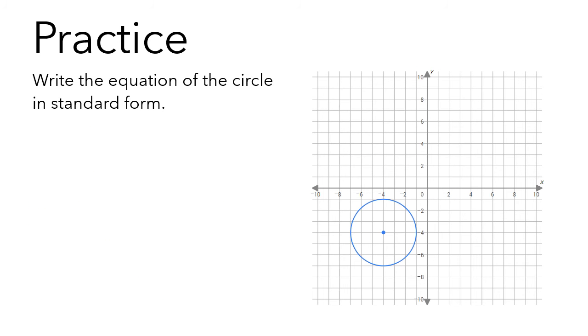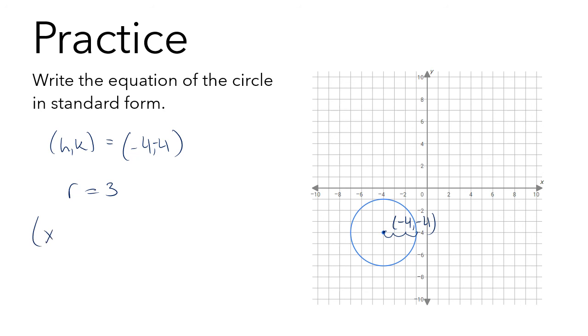Let's try one more. The coordinate of my center, (h, k), is at (-4, -4). So let me write that over here. And then let's determine the radius. Starting in the middle, count out: 1, 2, 3. So right here the radius is going to be 3.